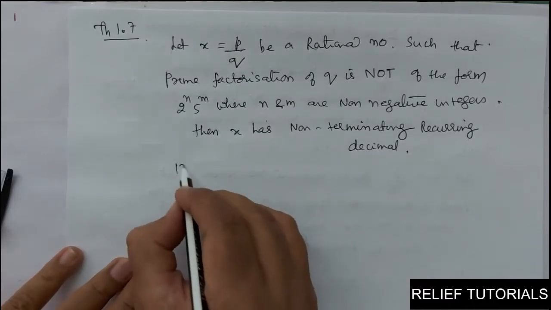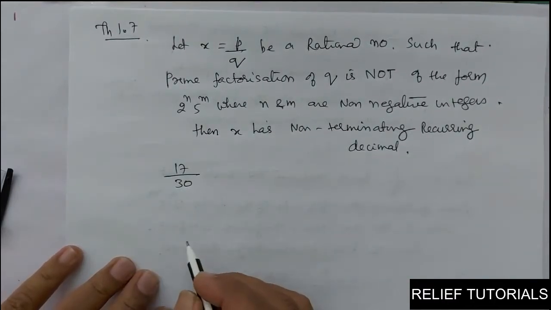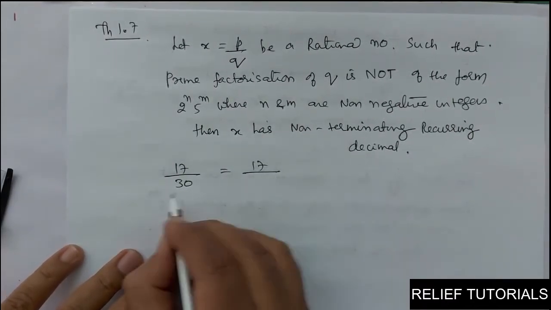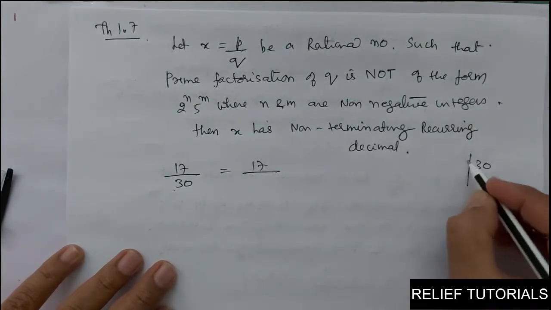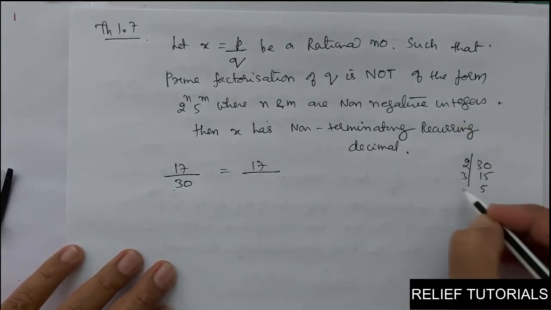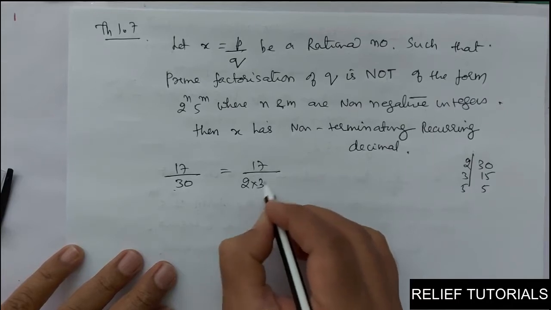See, for example, if I write 17 upon 30, that is equal to 17 upon 30. If you find the factors of 30, 2 times 15, 3 times 5, 5. So 2 into 3 into 5.